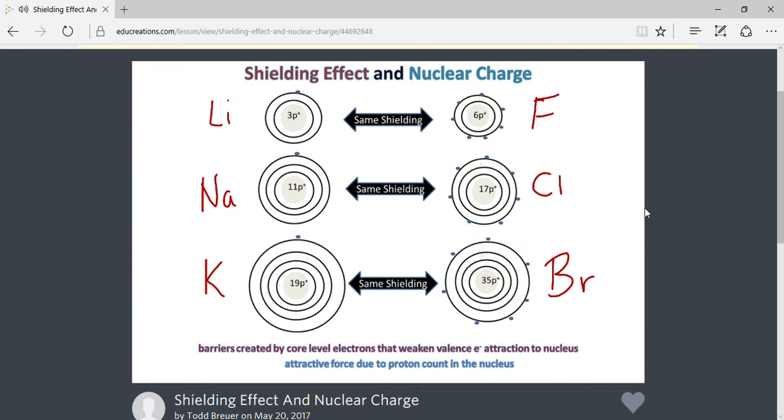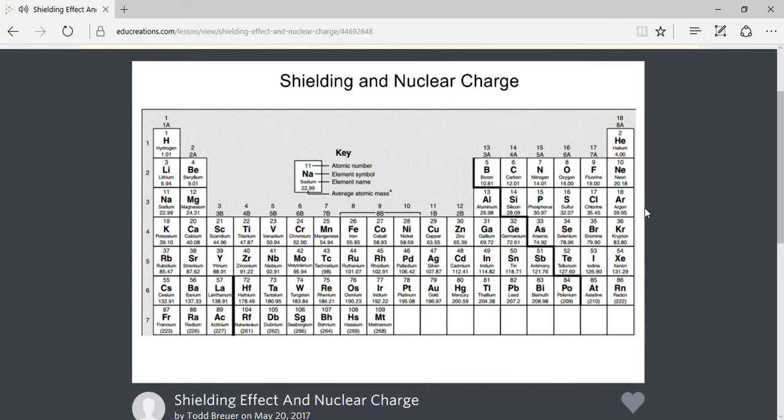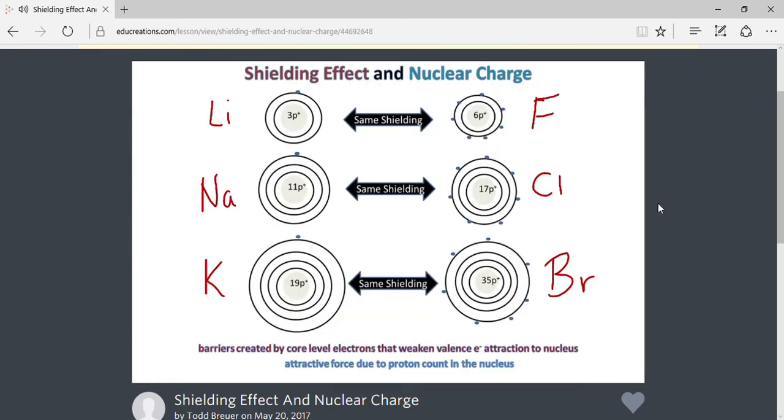Let us compare elements, however, that are found or located in the same period. By this, we can look at the elements of lithium compared to fluorine. Notice each of these are found in period 2 on the periodic table. When drawing models of these atoms, both lithium and fluorine would each have two energy levels occupied by electrons. They would also each have one level of shielding. Therefore, we say that they have the same effect from shielding.